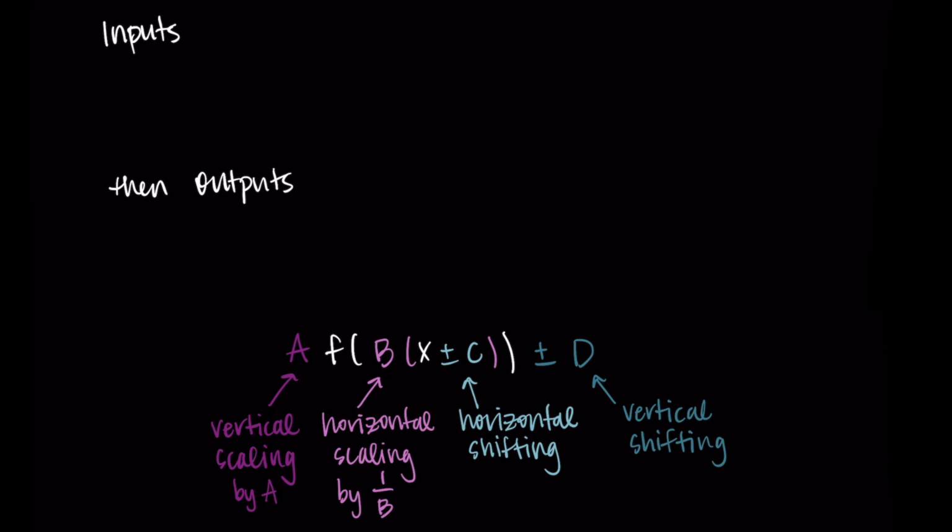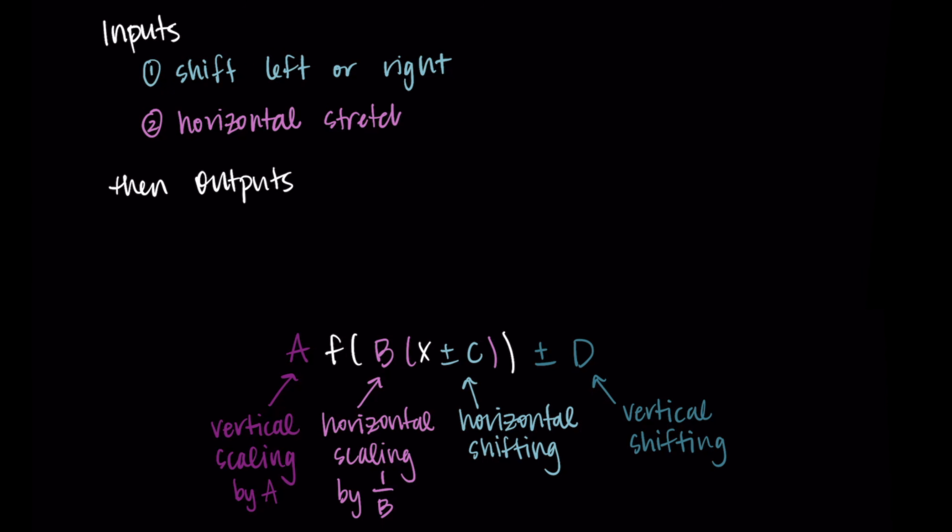So for us, if we look at the inputs, our options are B and C. C is in parentheses on the inside, and so this is going to be my first transformation. So first, I'm going to do a shift left or right, and that's my first transformation I apply if there is one. Next, I'll do a horizontal stretch or compression. So we do that one second if there is one of those.